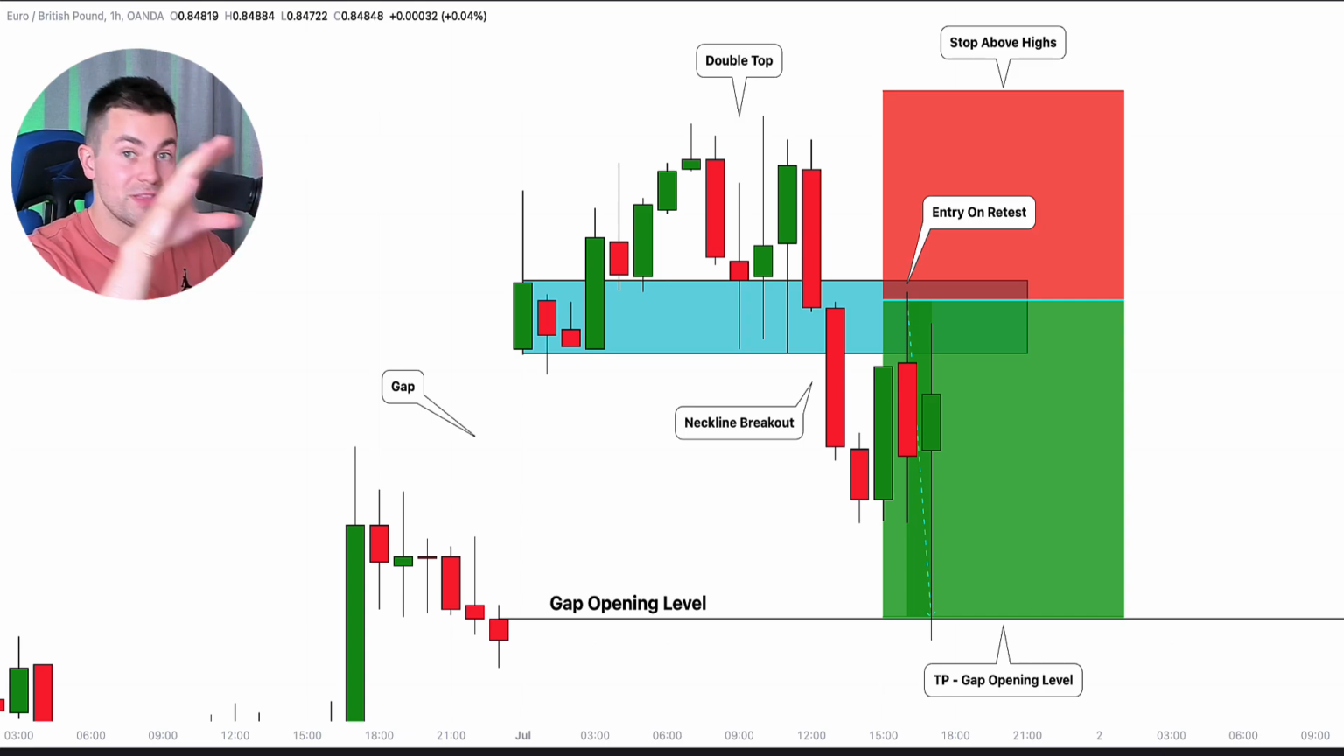Stop loss was placed above the highs of the pattern and take profit was the gap opening level.